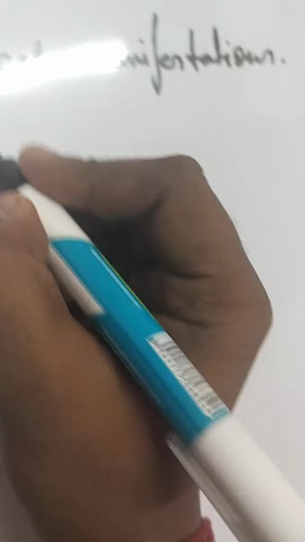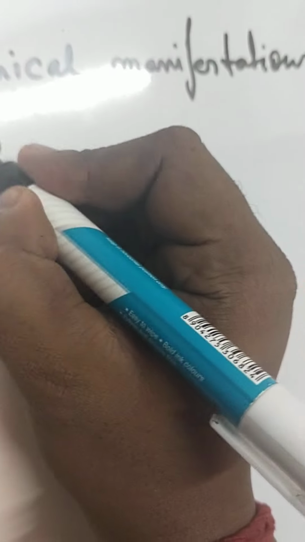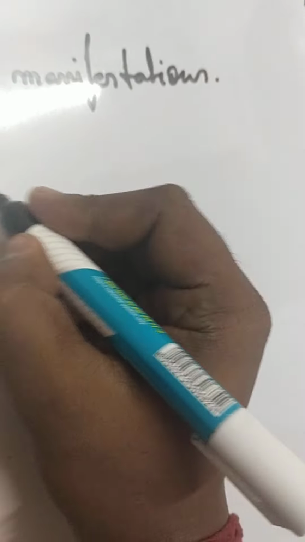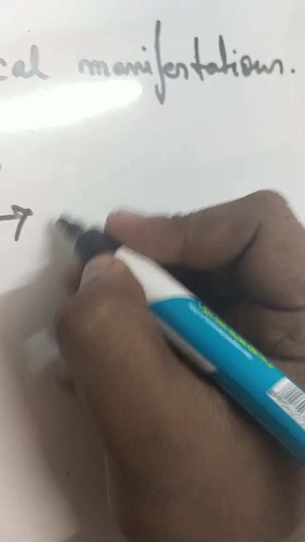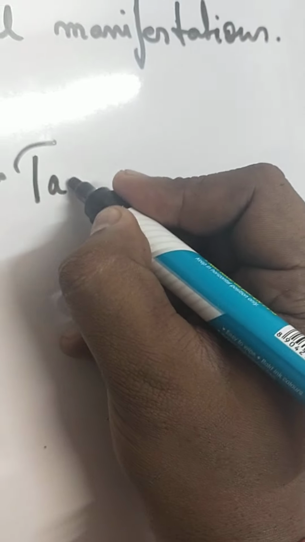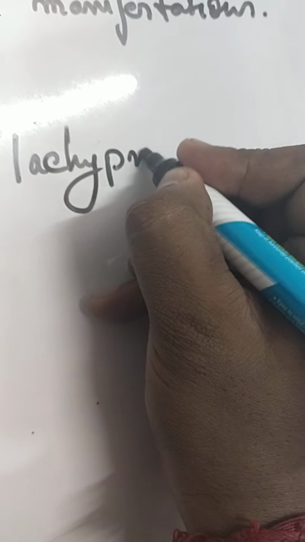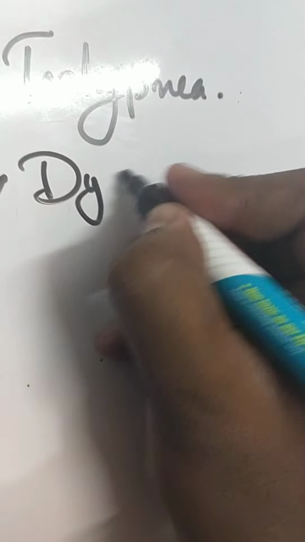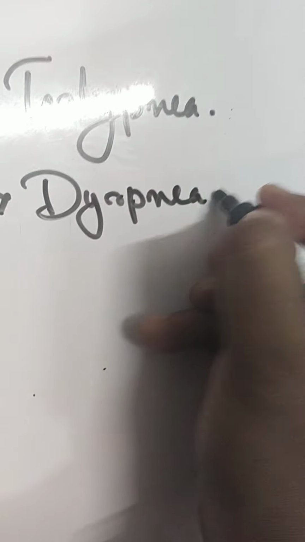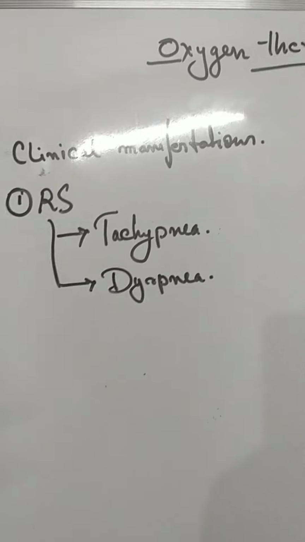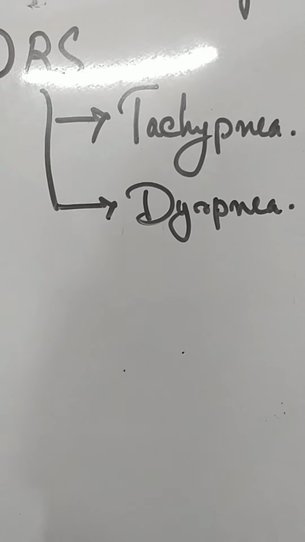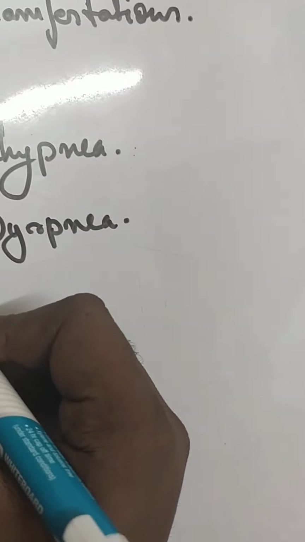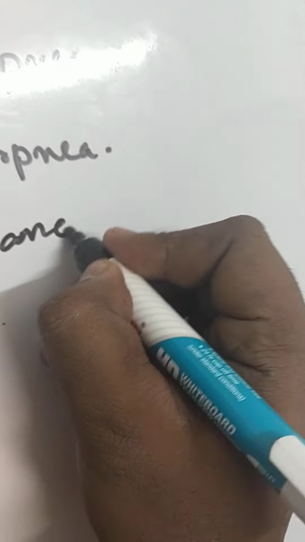Firstly, the respiratory system. Within the respiratory system, you should see tachypnea, dyspnea, and cyanosis.